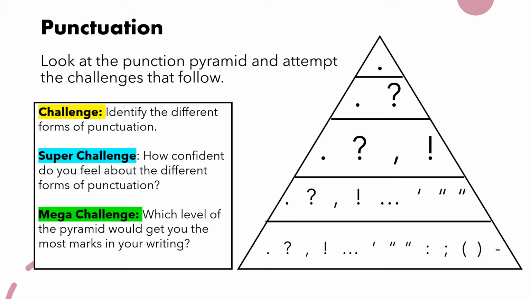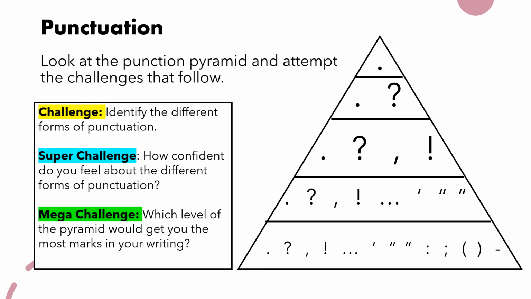Okay, so starting off, nice and simple, you have the full stop. Second one down, you have the full stop and the question mark. Then we've got the full stop, question mark, comma and exclamation mark. And now we get into a little bit more advanced, so the mega challenge is what this really addresses here. So which level of the pyramid would get you the most marks in the writing? And we're talking about these bottom two rows here. So we can see there that the bottom two rows has all of the different things from the previous levels included in it, but we've also got higher level forms of punctuation.